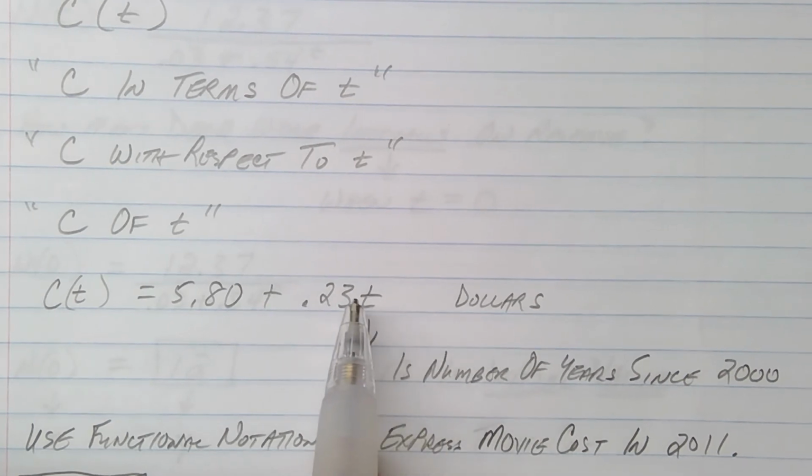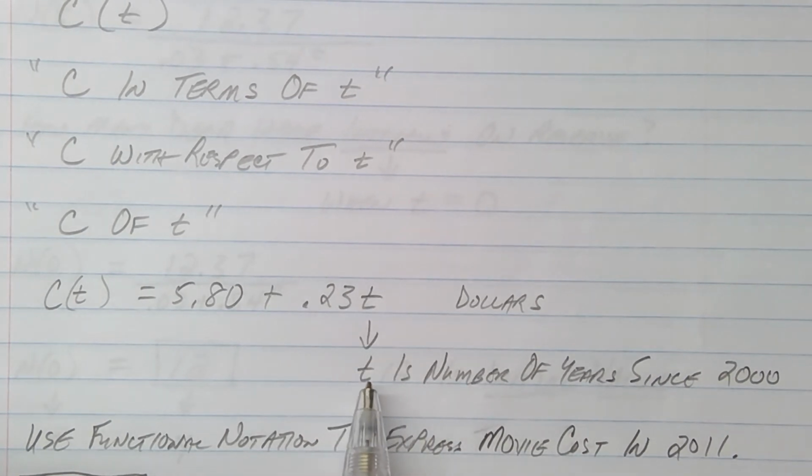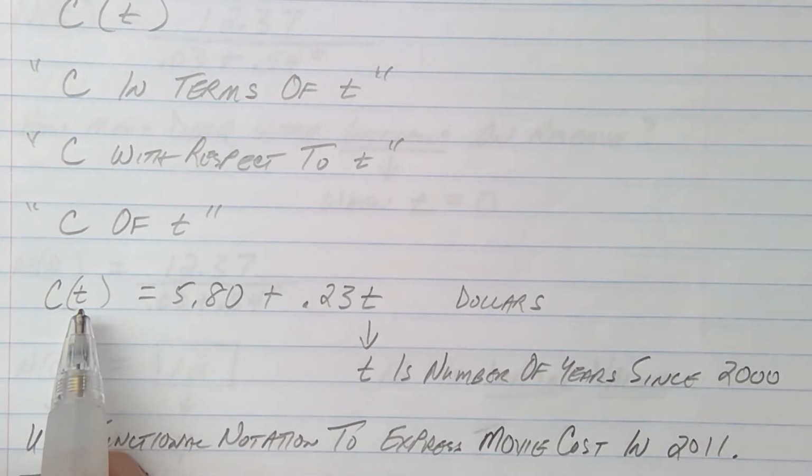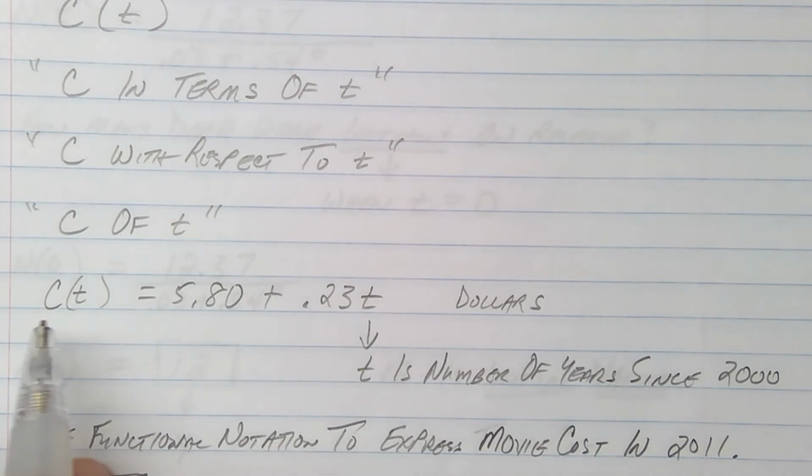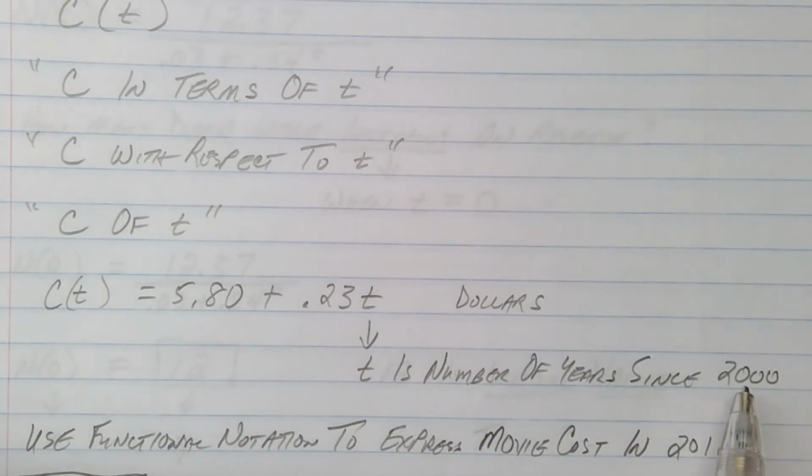Now, lots of times they'll give you a starting point, and this one here they say T is the number of years since the year 2000. So our starting point is the year 2000. So when we're trying to figure out how much time has gone by or what year it is, remember they started this formula, they started this measurement in the year 2000. That was the beginning. All right, it says use functional notation to express movie cost in 2011.